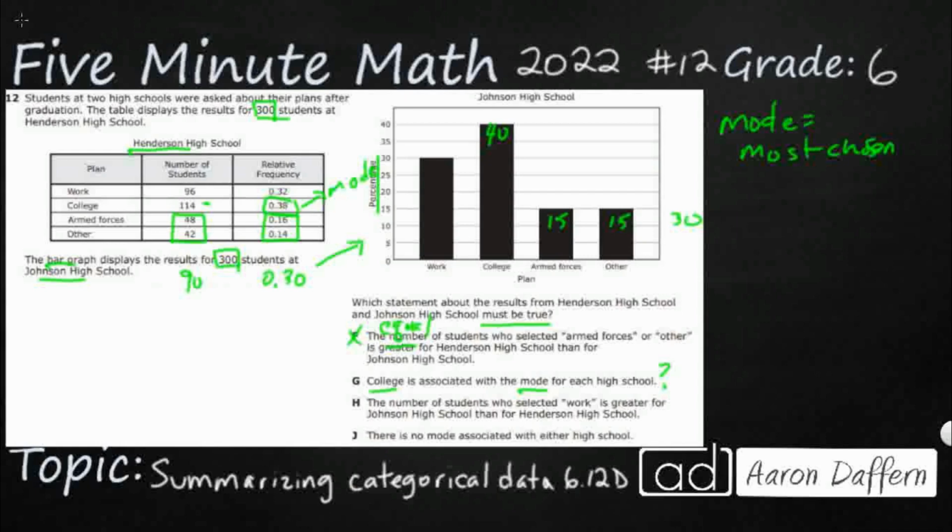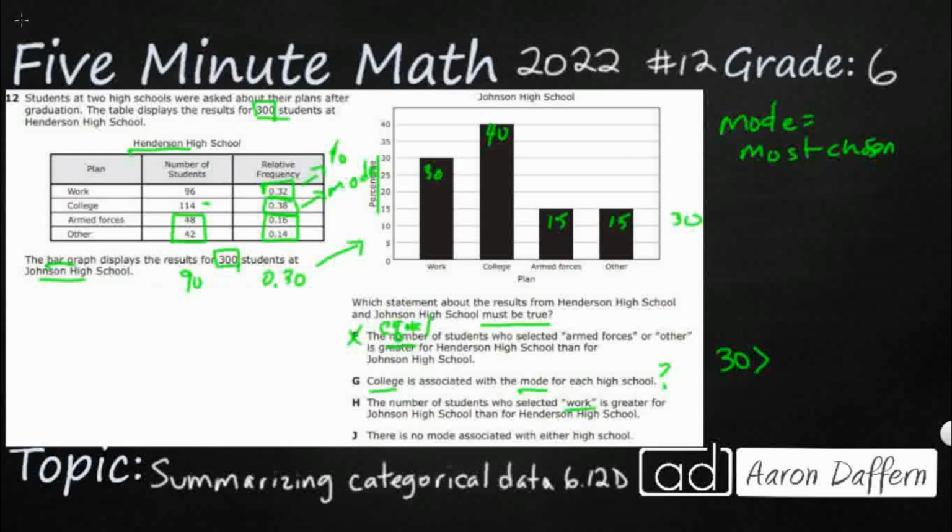So the number of students who selected work is greater for Johnson High School than for Henderson High School. Okay, so work for Johnson is 30%. Once again, that just gives us percents, doesn't necessarily give us raw numbers. And work, we've got 32 hundredths. So really, since we're going to treat this as a percentage, this is what it's saying. It's saying the number of students who selected work for Johnson, and that's 30, is greater than the number of students who chose work for Henderson.